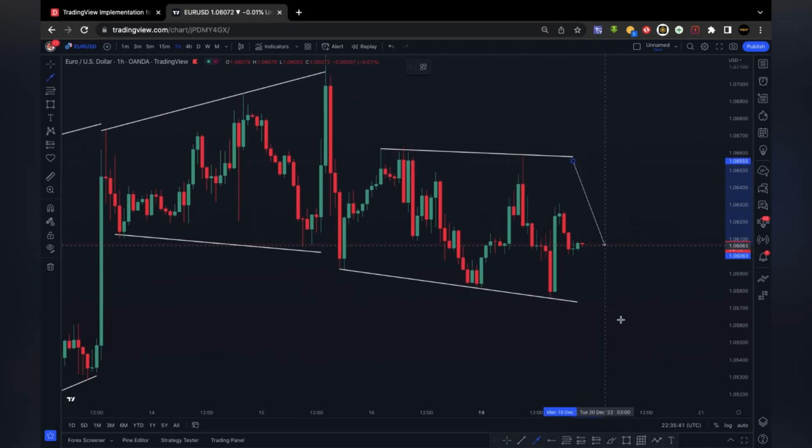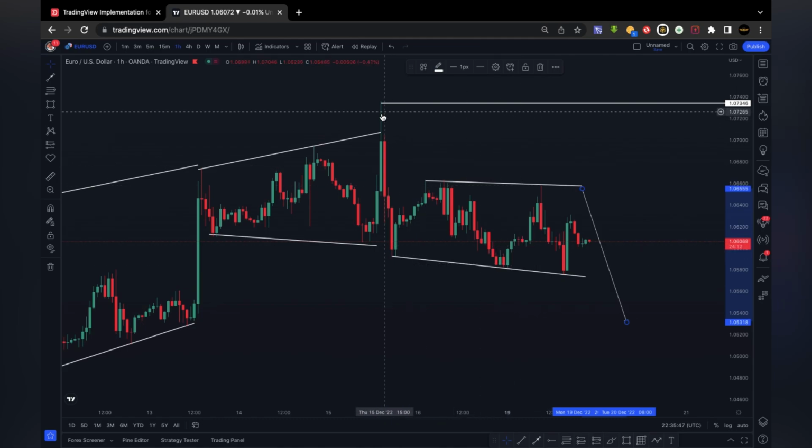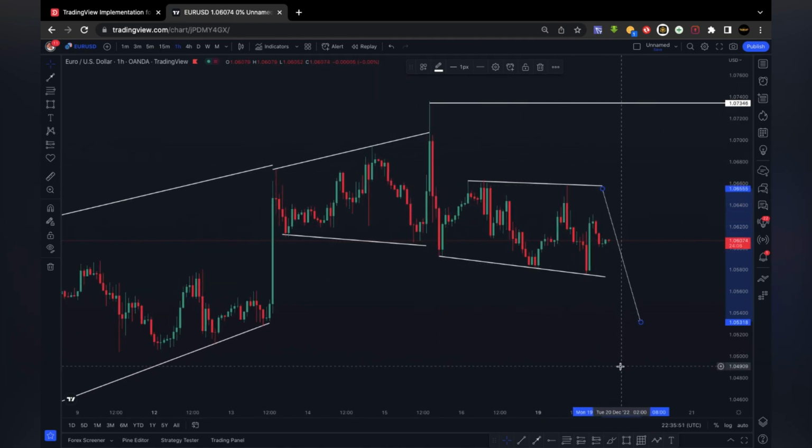When we get here, it should drop. That's what the current structure is preaching. When we get here, we should look for sell because this is an impulse. We're having a correction, so it should be impulse to the downside, which is a continuation.